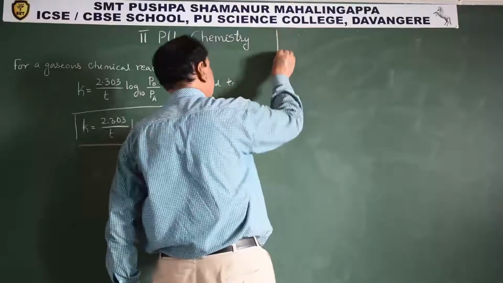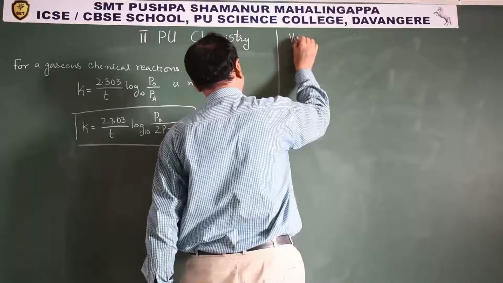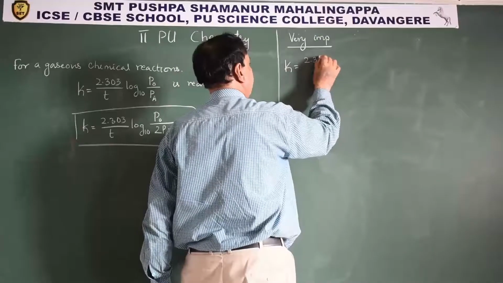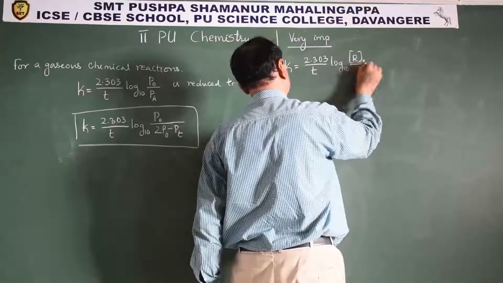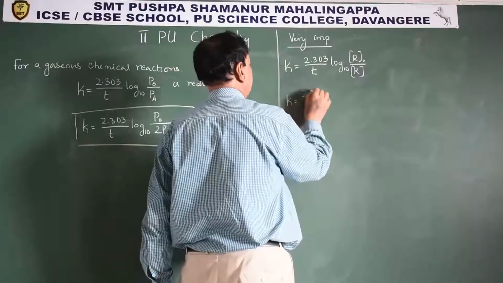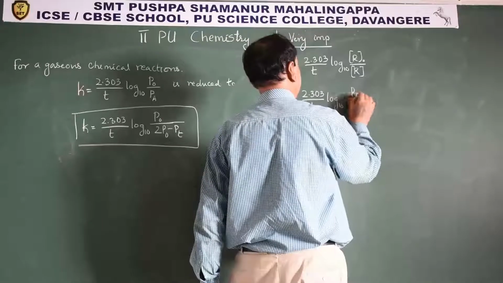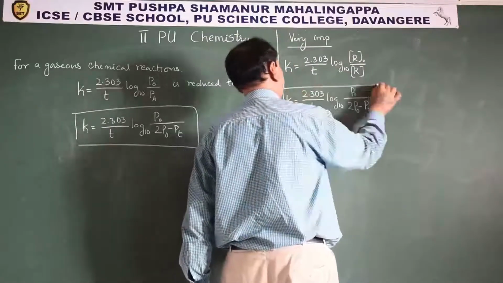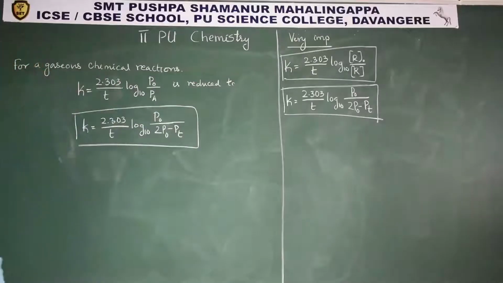Very important. For liquid reactions, k is equal to 2.303 divided by t log base 10 of R naught divided by R. For gaseous reactions, k is equal to 2.303 divided by t log base 10 of P naught divided by 2 P naught minus Pt. The first is for gaseous reactions, the second one is for liquid reactions.